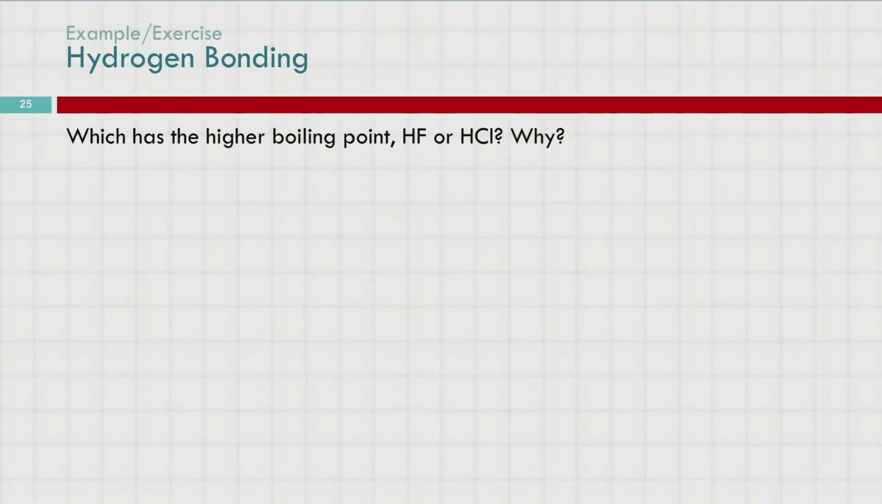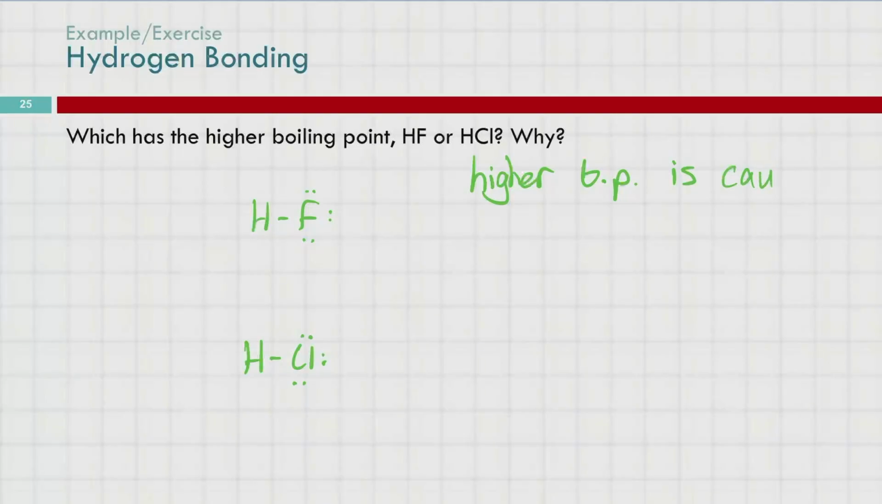All right, which of these two has the higher boiling point, HF or HCl? And why? What will cause a higher boiling point? What causes boiling point to be higher or lower? What are we thinking about here?